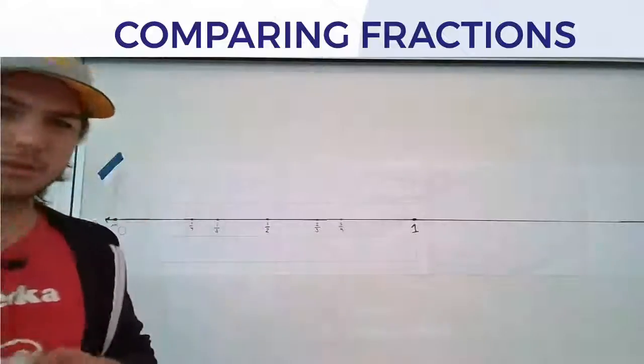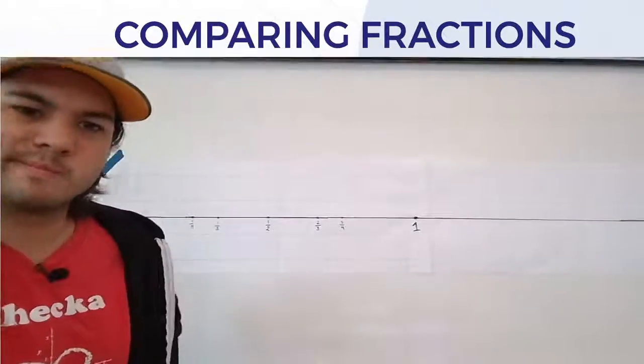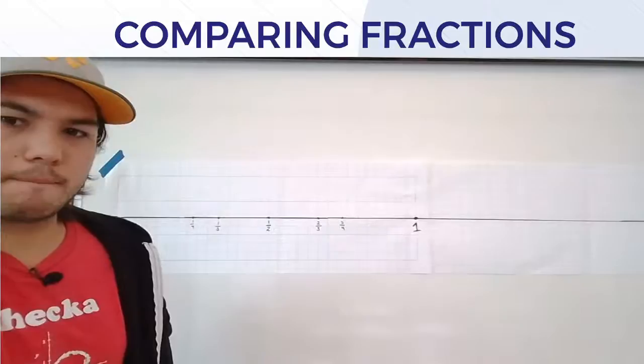Now, why can I go backwards to find 3/4 like that?